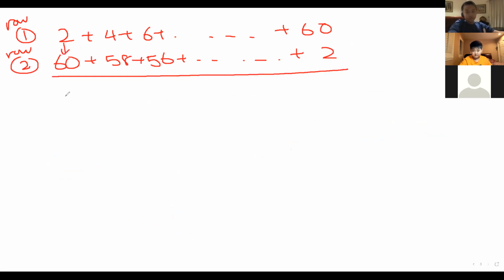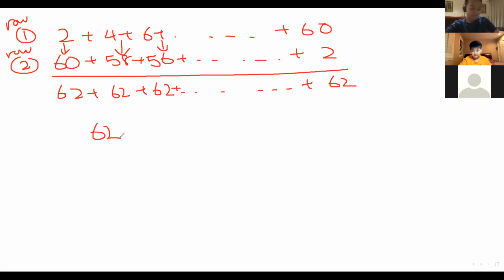the sum of these numbers is 62. I can double check this: 62, 62. Right. So my sum is 62. How many numbers are there? Well, here, this is a little bit more difficult to determine. From 2 to 60, only even. How do we figure out how many numbers there are?